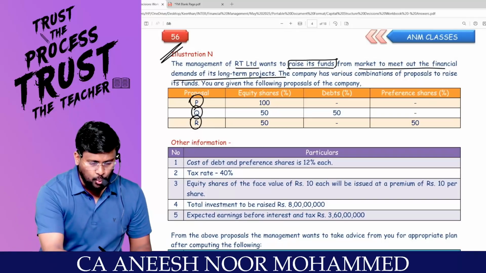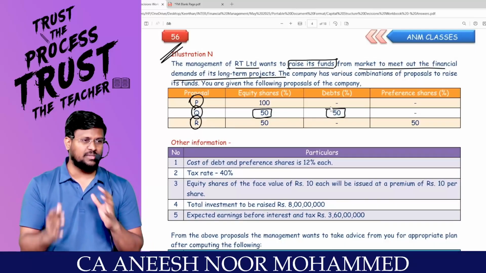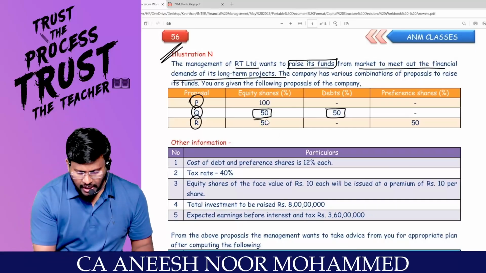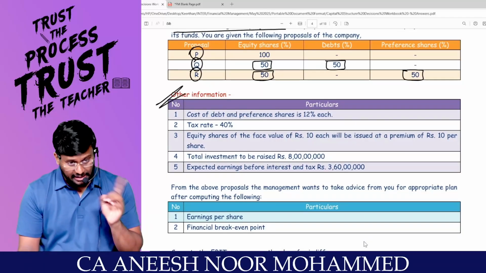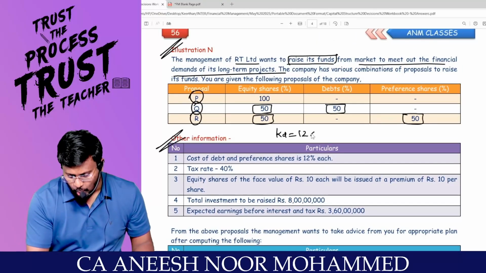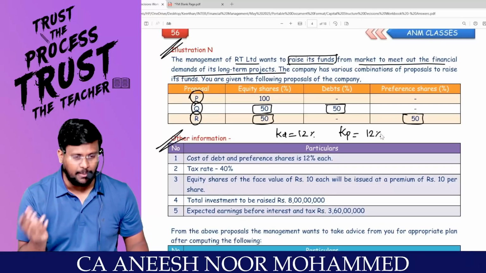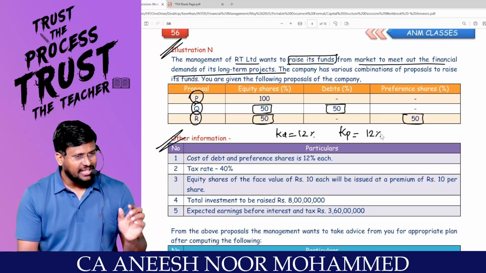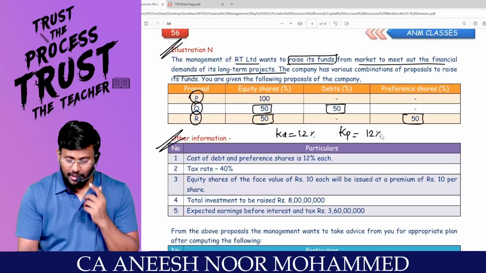Whereas with regard to Q, if you are traveling through option Q, 50% equity, 50% debt. It's a 1:1 debt equity ratio. Are you really with me? If you are traveling through R, 50% equity shares and 50% preference shares. These are the other information. Cost of debt, KD, and preference shares, how much percent each? 12% each. KD is equal to 12% and even KP is equal to 12%. Generally, this will not come, because KD will have a tax benefit, whereas KP will not have a tax benefit. KD should be cheaper than KP. Correct? If the question says both are 12, I can't change it.